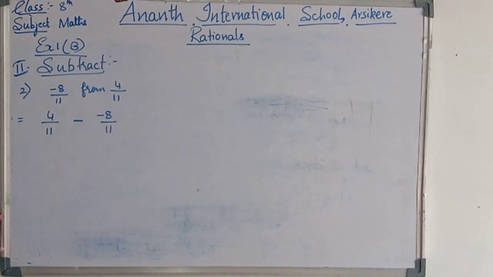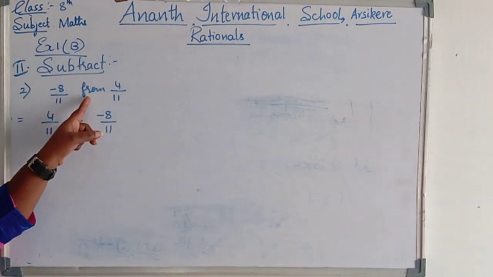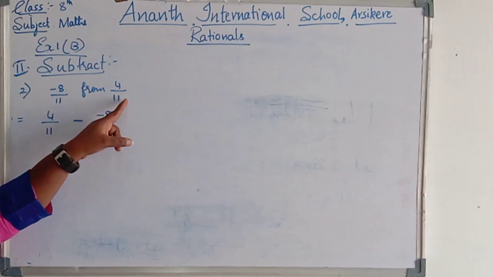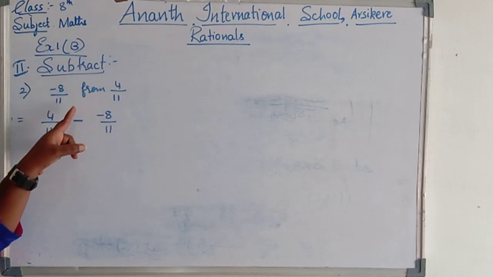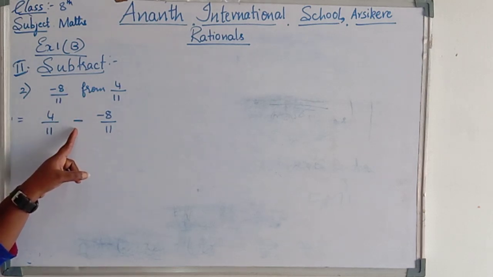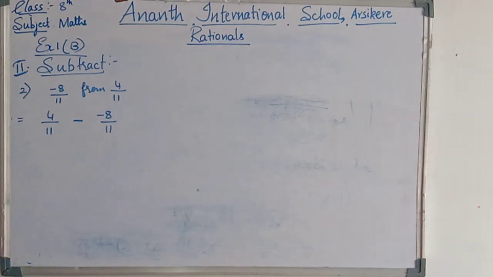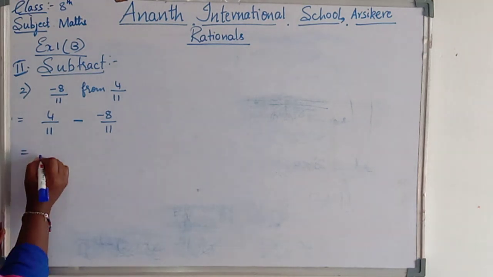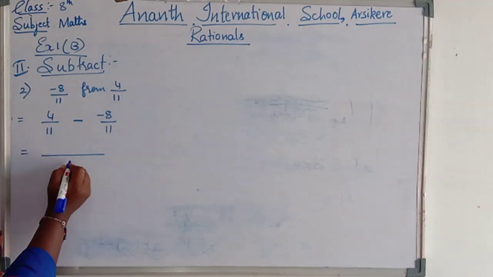The way of writing when they have given the word from: which rational is there after from, that rational you should write as the first one. Then the from word sign is nothing but minus. Then you have to write the other rational as the second rational. Next you have to see whether the denominators are the same or different. Here the denominators are the same, so no need to take the LCM, right?